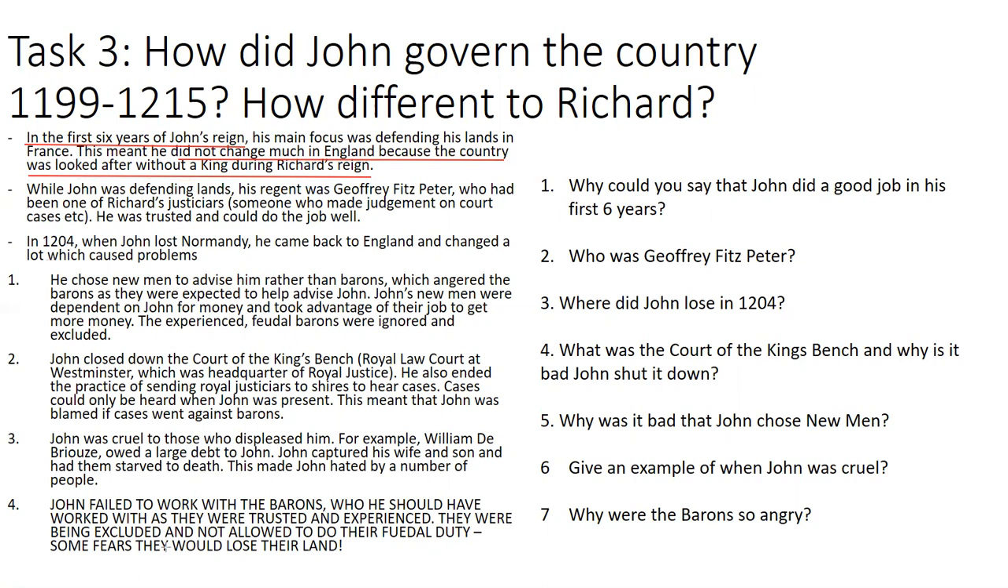The second bullet point says, while John was defending lands, his regent was Geoffrey Fitzpeter, who had been one of Richard's justiciars. Now, a justiciar is someone who made judgment in court cases. Geoffrey Fitzpeter was trusted to do the job, and people liked him. John showed in the first 6 years that he did a good job because he kept things the same. However, by 1204, things started to go wrong. Why? Well, by 1204, first of all, John lost one of the most important pieces of land in his empire, Normandy.